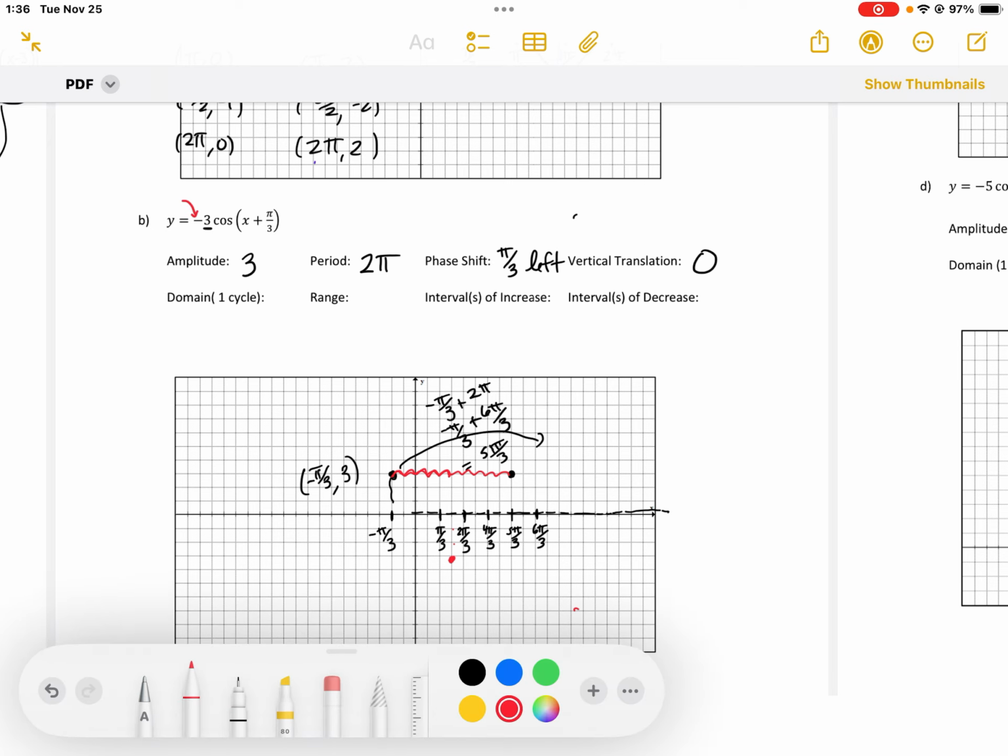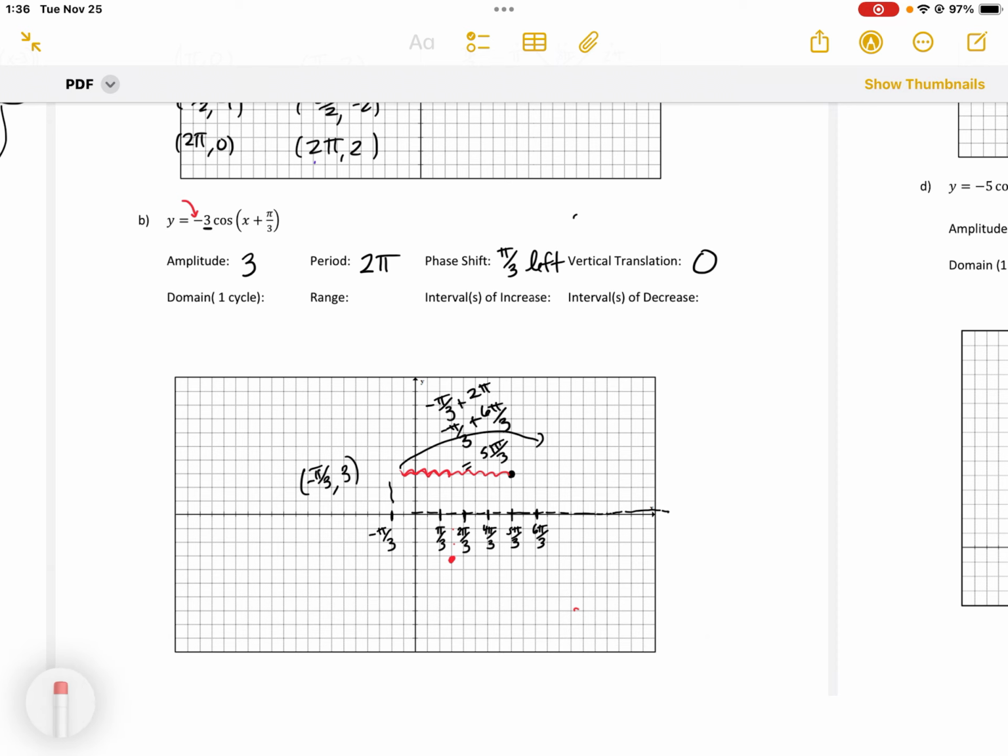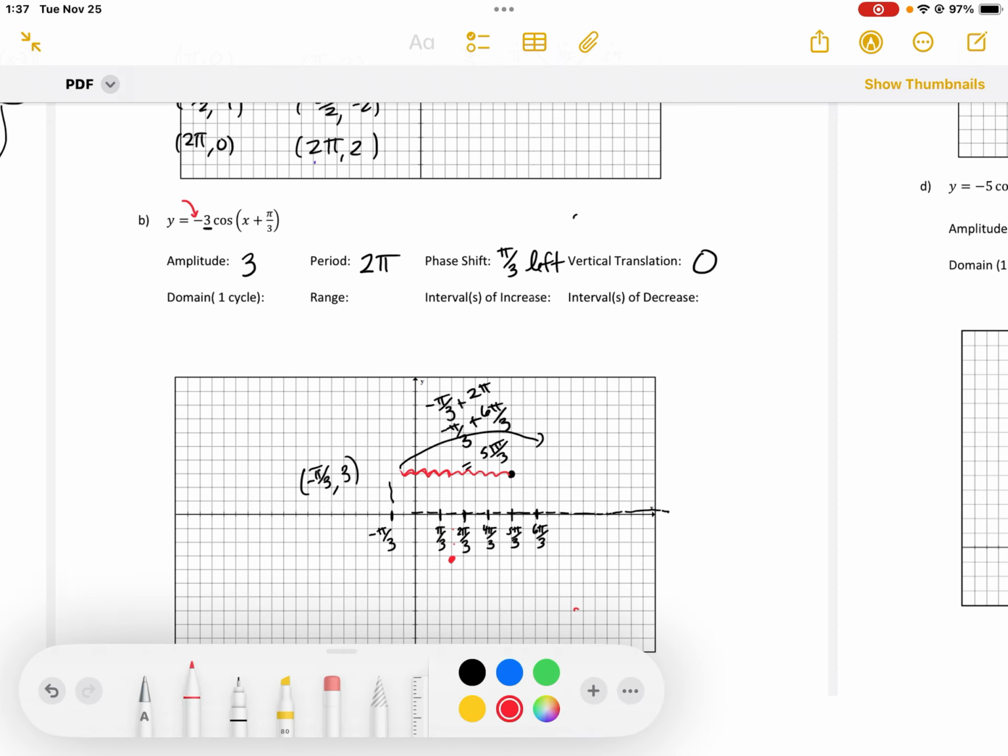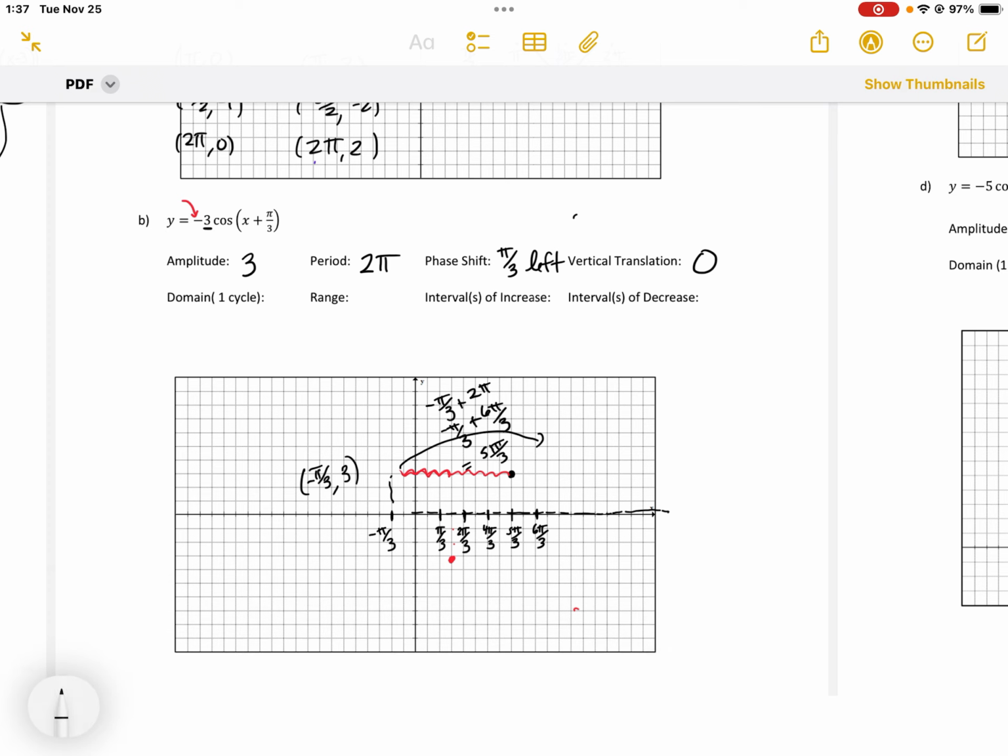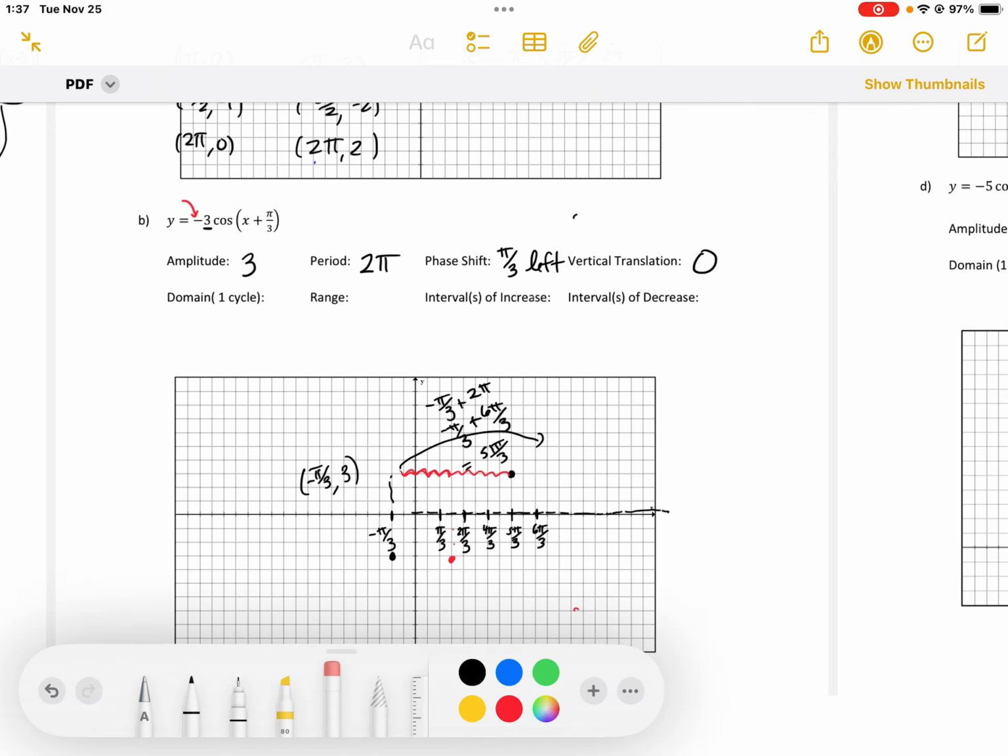That means that instead of starting at a maximum, cosine is going to start at a minimum. So I'm going to move this value. The x value is still the same, but I'm going to move it down 3 below so that now it's starting at a minimum. I'm going to move my red point that I have here up to where my maximum value is that I was counting before.